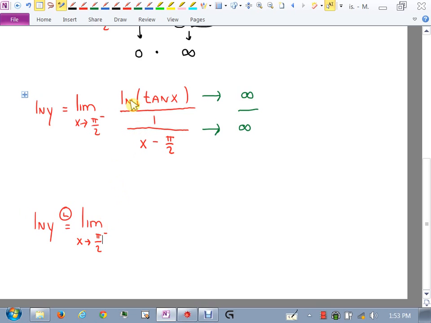I have to take the derivative of natural log of tangent. So first, what's the derivative of natural log of something? 1 over that something, then times the derivative of the something. Derivative of tangent is secant squared x. Then all of this over, what?